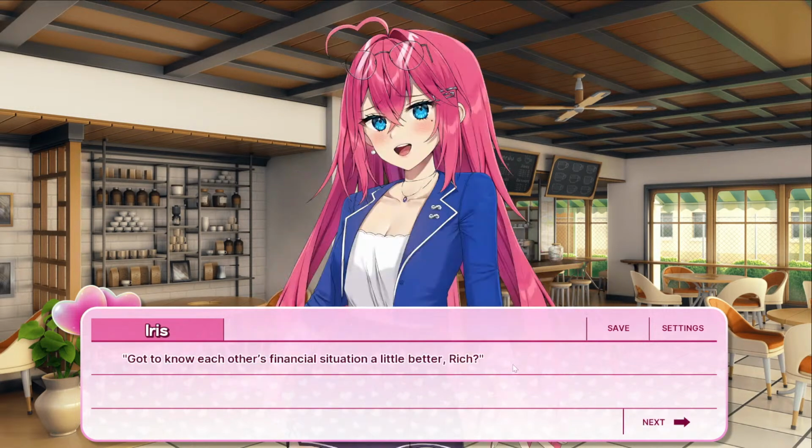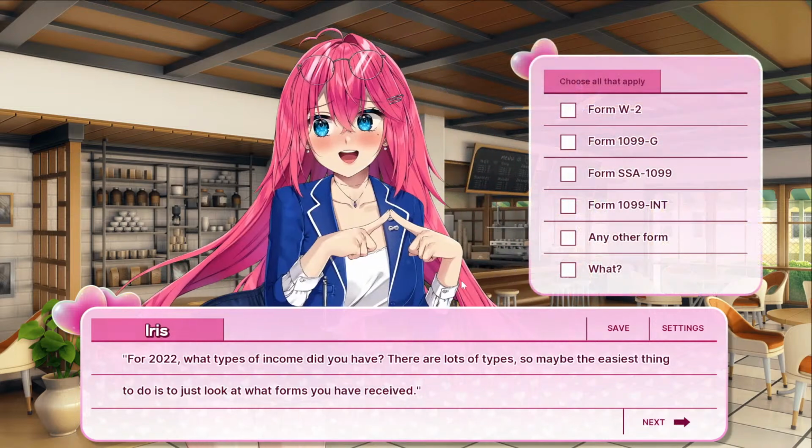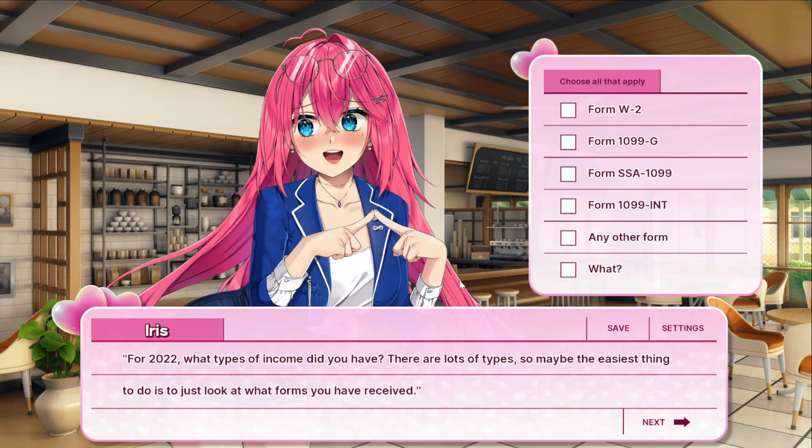What if we got to know each other's financial situation a little bit better, Rich? I ain't saying she's a gold digger, but she ain't messing with no... For 2022, what types of income did you have?